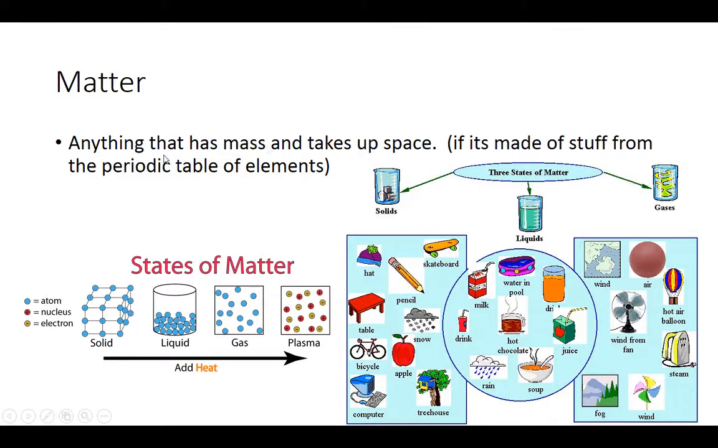So starting with matter, matter is anything that has mass and takes up space. If it's made of something from the periodic table of elements, then it has to be matter. It has to be made of atoms. These are some examples over here. Really, matter is not a new concept for high school students, so it should not be too difficult or something new for you. It's anything that's made of atoms.